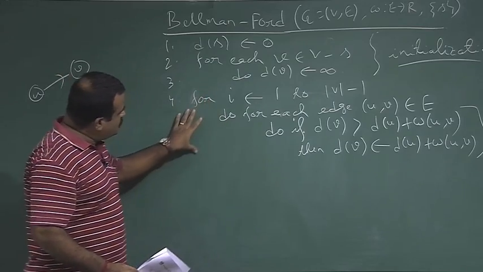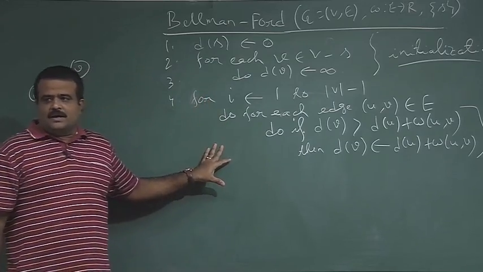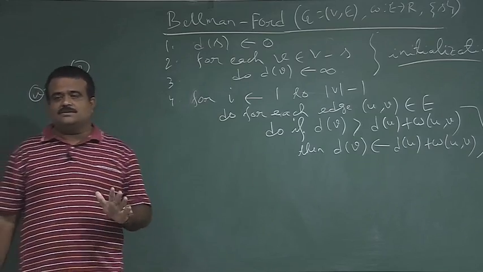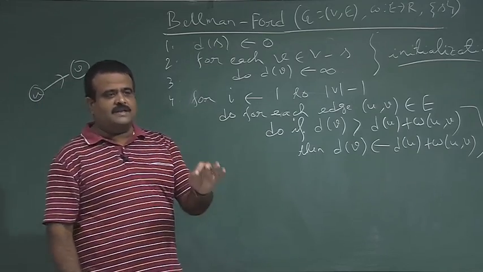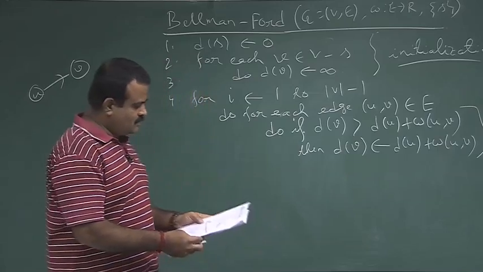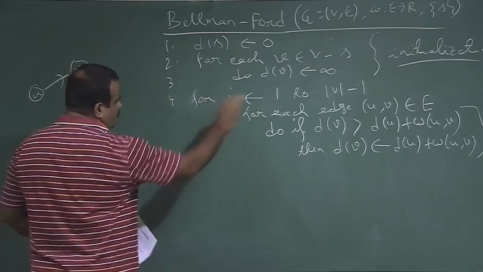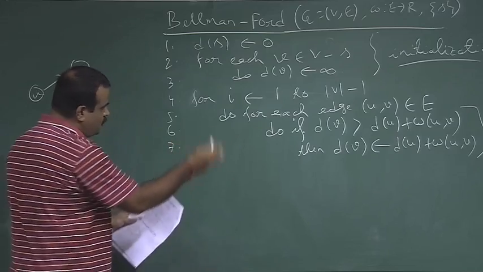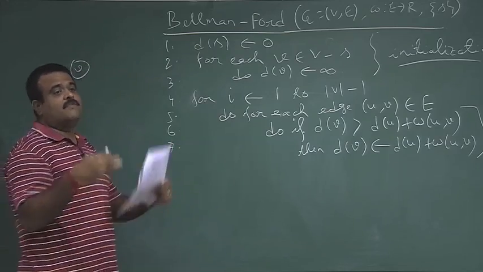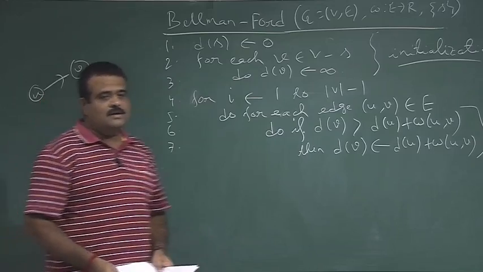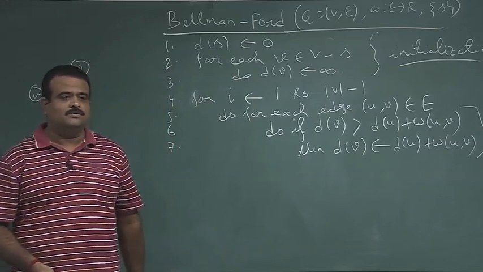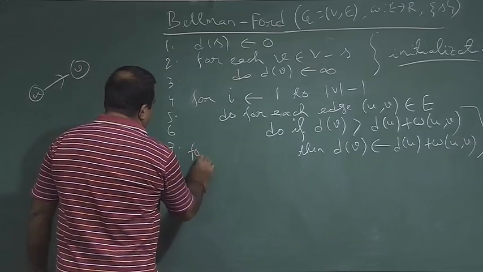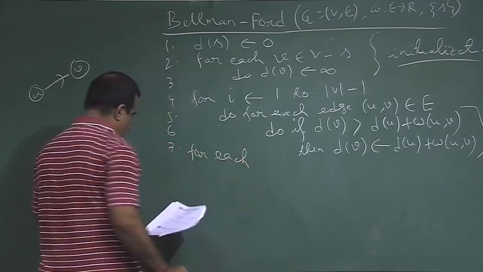Now, after doing this huge number of relaxations, if we could still relax an edge, that means there is a chance of a negative cycle. Definitely there is a negative cycle in this graph. That check we need to do, because even after doing this many relaxations, if we could relax further, then we have a problem in the graph. So we should report a negative cycle. That step we need to write. This is the last step, to report the negative cycle.